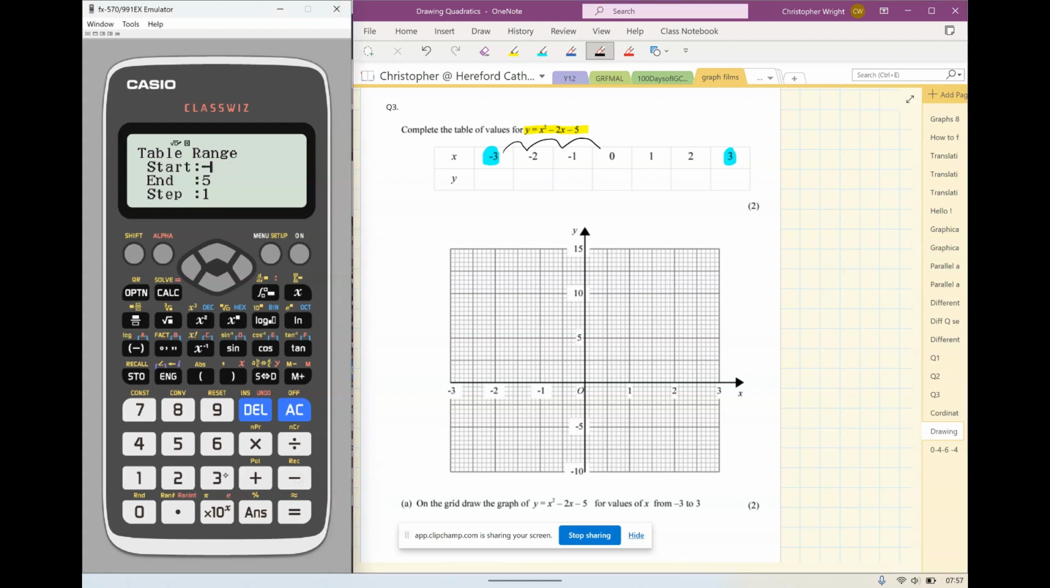So my start is minus 3, my end is 3, and the step is 1 as already specified, equals, and here are my y values. So I've got 10, 3, minus 2, minus 5. Move down the table: minus 6, minus 5, minus 2. Right, on the grid, draw the graph.